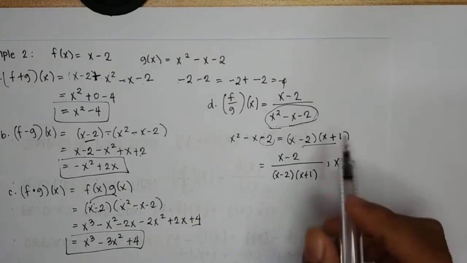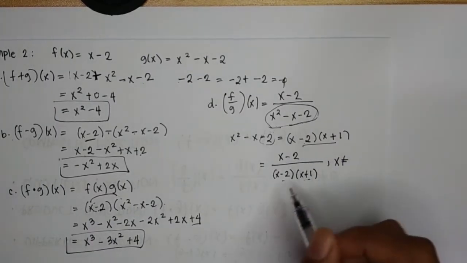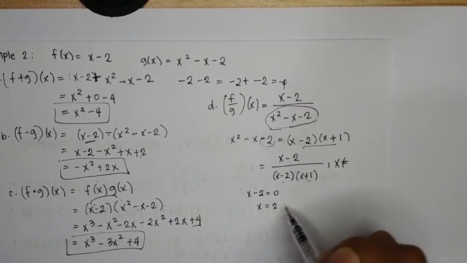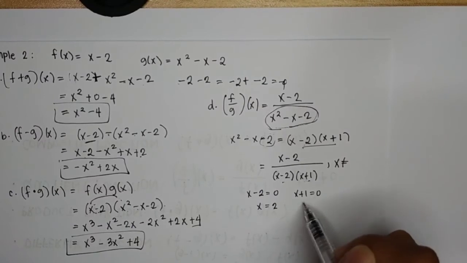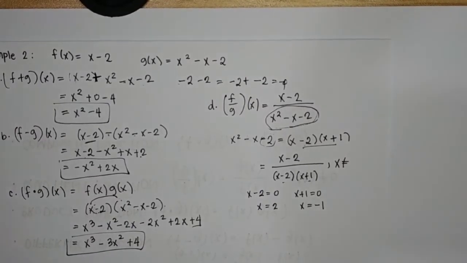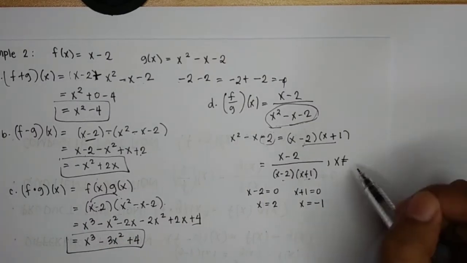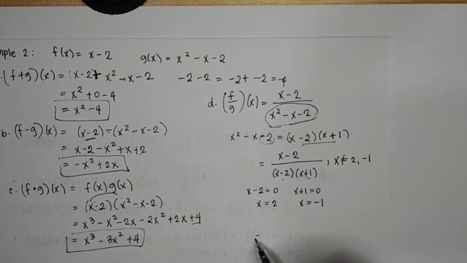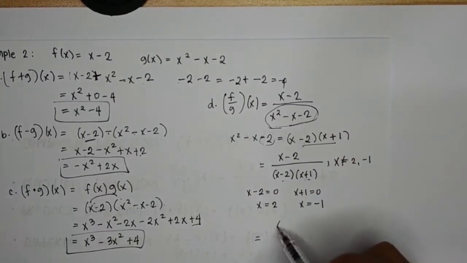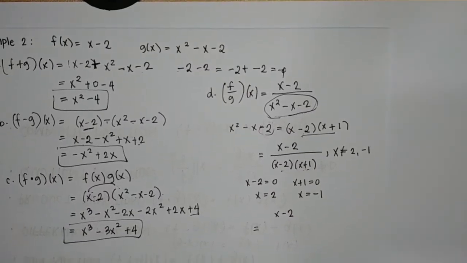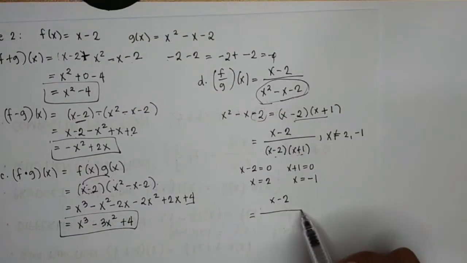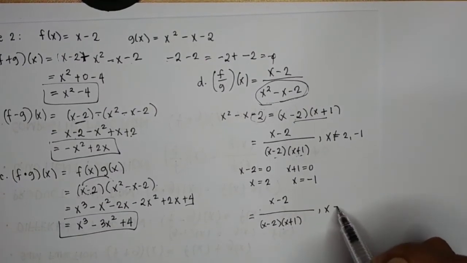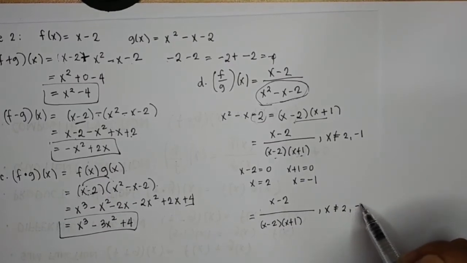be equal to. So we have here, solve natin yung domain natin. That will be x minus 2 is equal to 0. So that will be x equals 2. And x plus 1 is equal to 0. We have x equals negative 1. So transpose lang tayo. So we have x must not be equal to 2 and negative 1. Okay, now, copy natin ulit. We have here x minus 2 over x minus 2 times x plus 1, wherein our x must not be equal to 2 and negative 1.